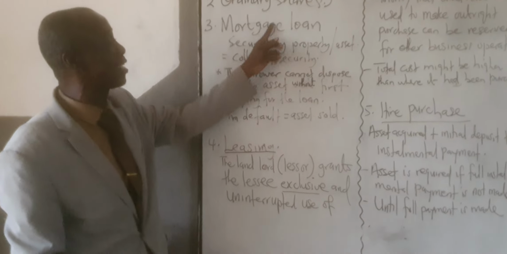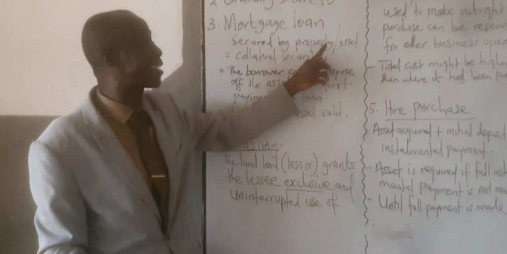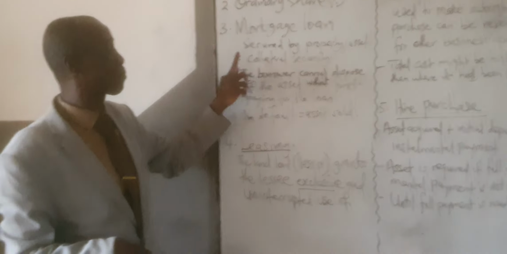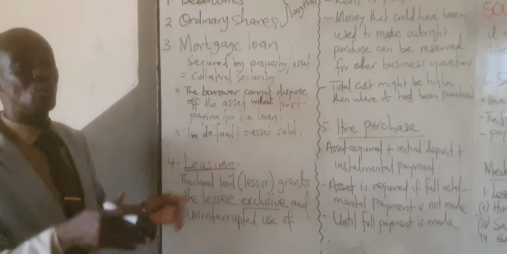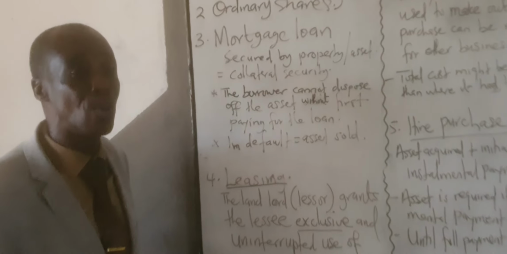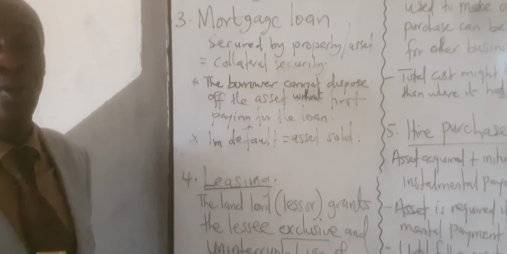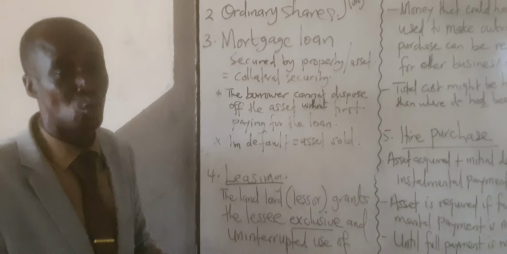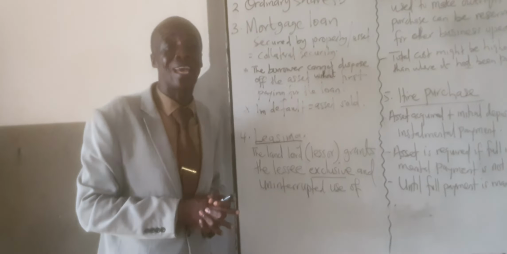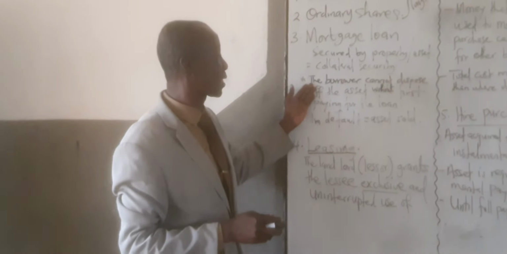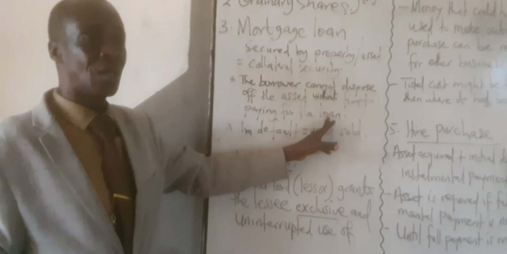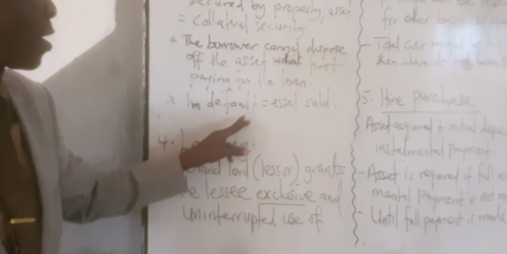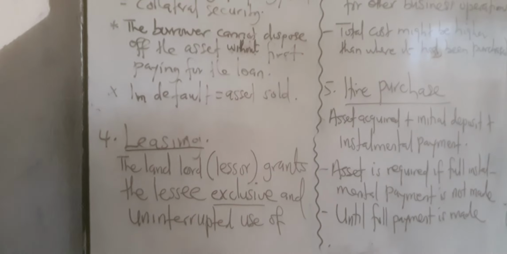So that's why I said this mortgage loan is the one that is secured by a property or an asset, and that property or asset becomes the collateral security. It can be a building, or a piece of land or a vast land that you are using as the collateral security. As a business, you must have the collateral security to get the loan. If you are not able to pay, that asset can be sold to repay the loan. That gives the lender the confidence to give that money to you. The borrower cannot dispose of the asset without first paying the loan. And the moment they default, that means if they don't pay, the asset will be sold. The proceeds from the sale of the asset will be used to pay for the loan. So that is for mortgage loan.